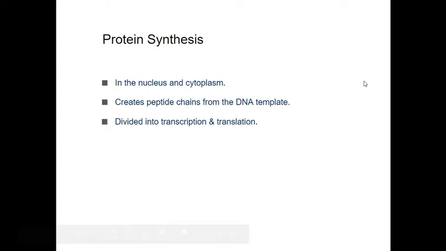In this video, we're going to look at protein synthesis. Protein synthesis occurs in the nucleus and the cytoplasm. It creates peptide chains from the DNA template, and it is divided into two steps, one of them transcription and the other one translation.